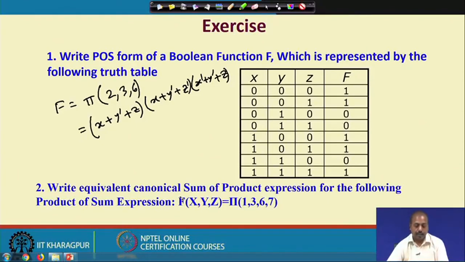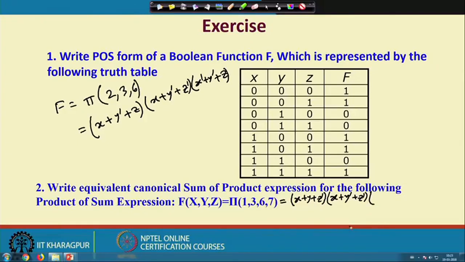Similarly, the second problem says that we write down the product of sum expression for this. So, you can understand what we can do here. This is 1, that is 0 0 1, so I have to write x plus y plus z bar, into 3. So, 3 is 0 1 1, x plus y bar plus z bar, into 6, that is 1 1 0, x bar plus y bar plus z, into 7, that is 1 1 1, x bar plus y bar plus z bar.